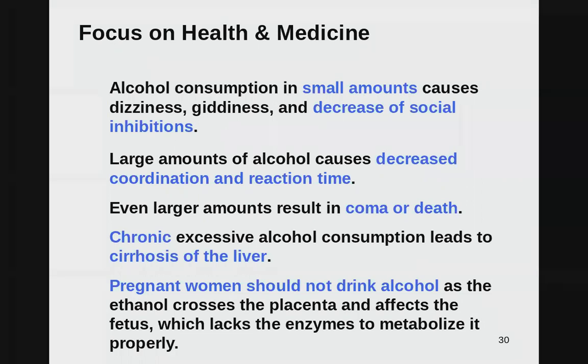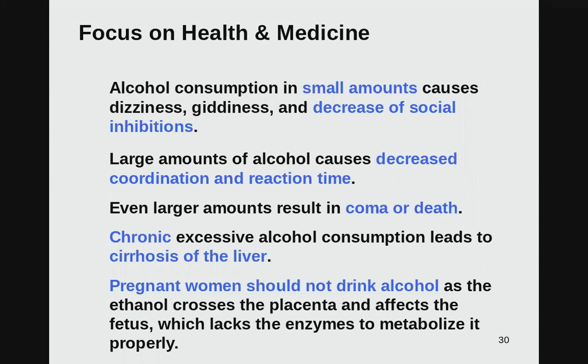Now, alcohol in small amounts, as you guys know, causes all sorts of interesting things: dizziness, giddiness, decrease of social inhibitions, right? You guys know that stuff. Large amounts cause really severe things. Even larger amounts can lead to really serious things, coma, death, like that. And again, it's all because of that reaction. Now, chronic excessive alcohol leads to cirrhosis of the liver, so hardening of the liver. The buildup of those compounds leads to your liver becoming non-functional and hardening. So those people that have been alcoholics for years and years, their liver is hardened because this chemical reaction is happening over and over and over again.